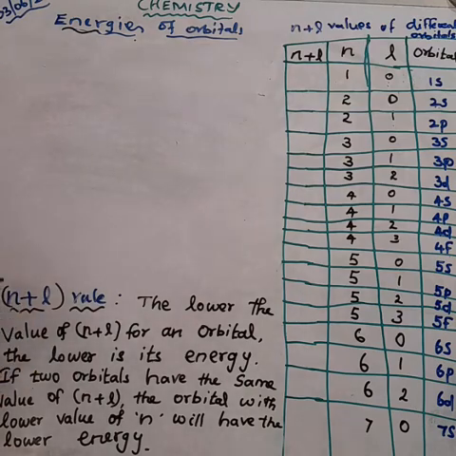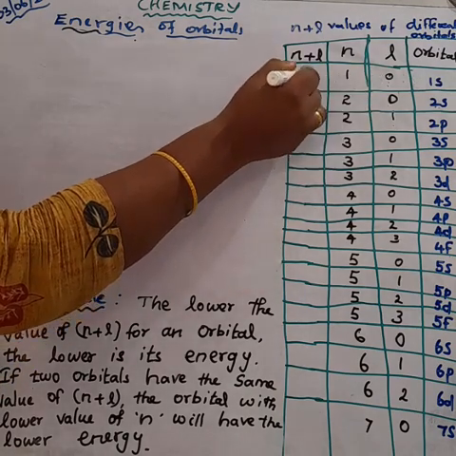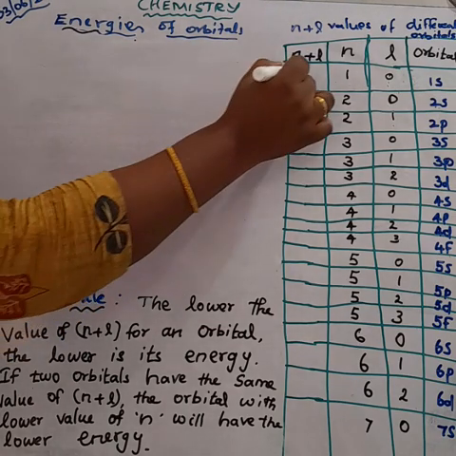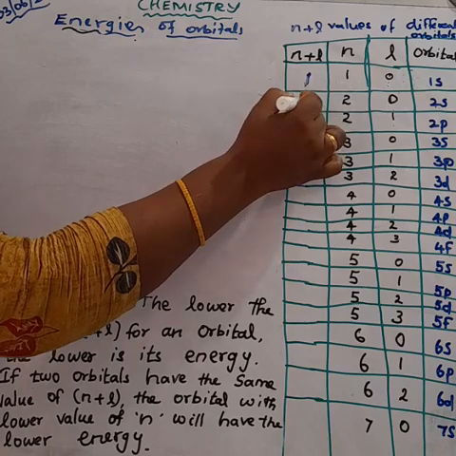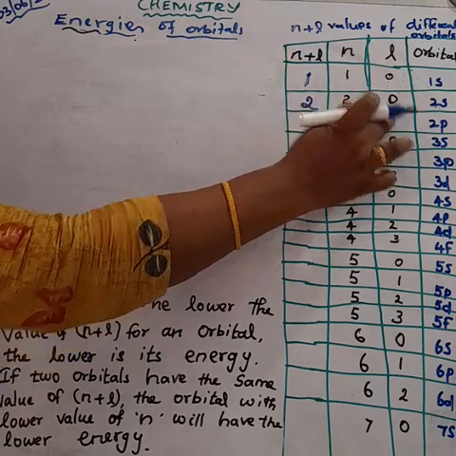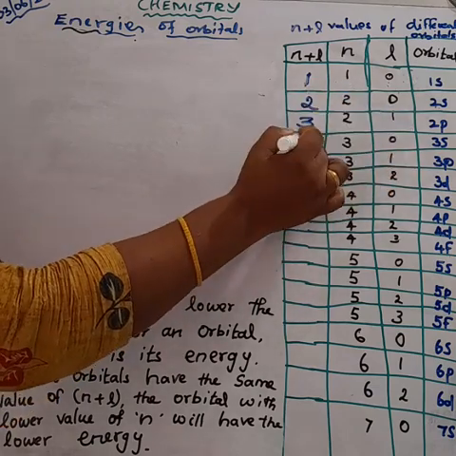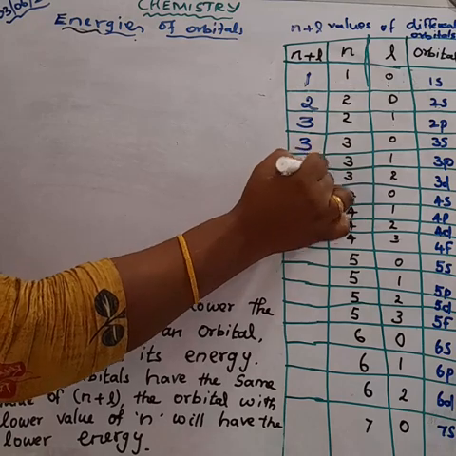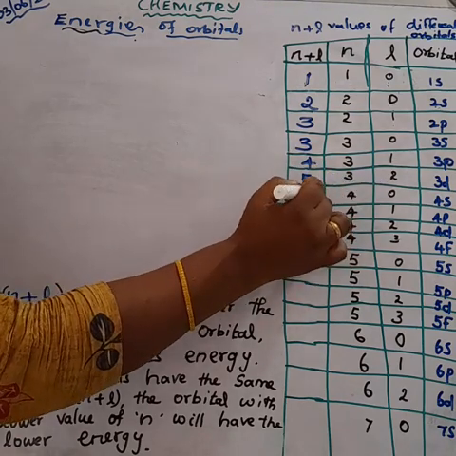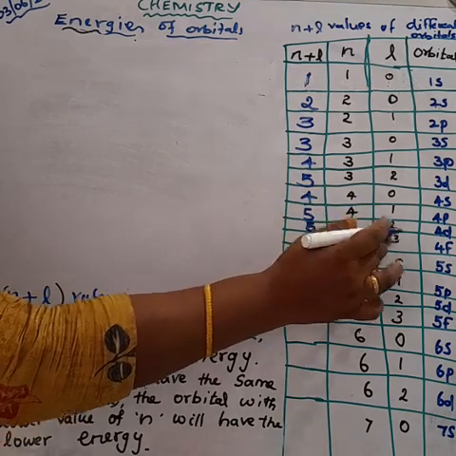Okay, so first, n is equal to 1, means 1 plus 0 is equal to 1. Then n is equal to 2, l is equal to 0, means 2 plus 0 is 2. Here n is equal to 2, l is equal to 1, means 2 plus 1 is 3. Here 3 plus 0 is 3. 3 plus 1 is 4. 3 plus 2 is 5. 4 plus 0 is 4. 4 plus 1 is 5. 4 plus 2 is 6. 4 plus 3 is 7.